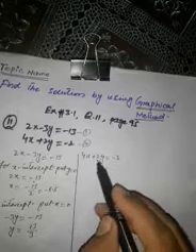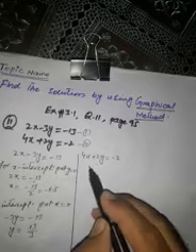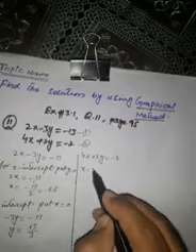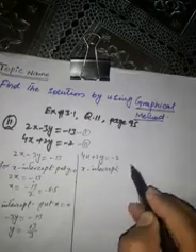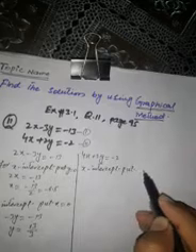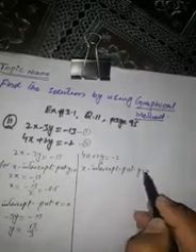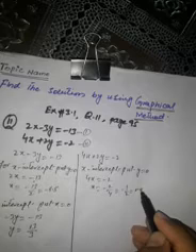Now we move towards the second equation. For the x-intercept, put y is equal to 0. In this way you get 4x is equal to minus 2. So x is equal to minus 2 by 4 is equal to minus 1 by 2. This is equal to minus 0.5.